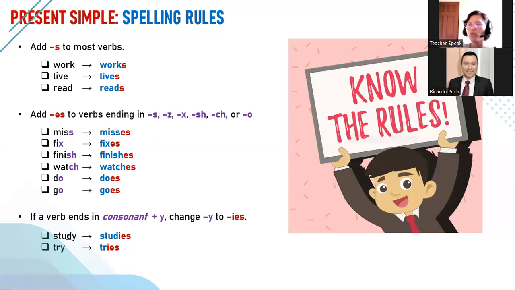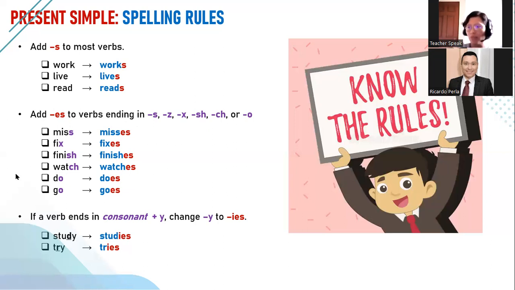Rule number one, or general rule: you add S to all the verbs, but the only exceptions are these two. S to all the verbs, except those that end in these that are here, in 2 and 3. That's it. It's very simple, because most verbs will only need the letter S. Only the verbs that end in S, Z, X, SH, CH, or O, plus consonant and Y, are the ones that will change. The rest of the verbs will only need an S, right?